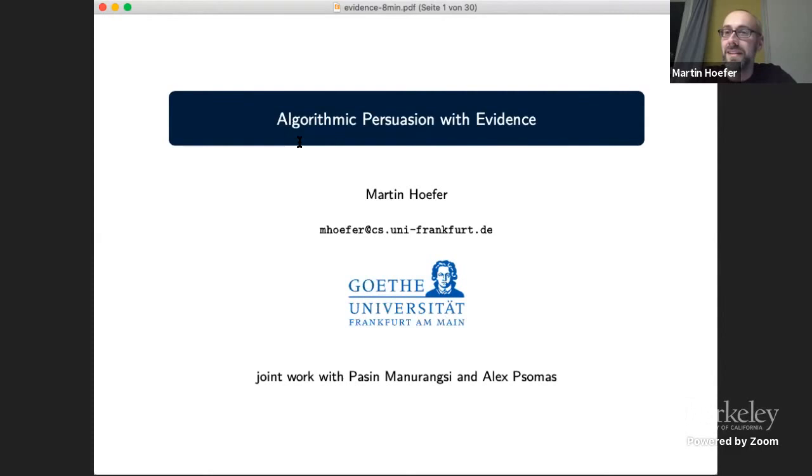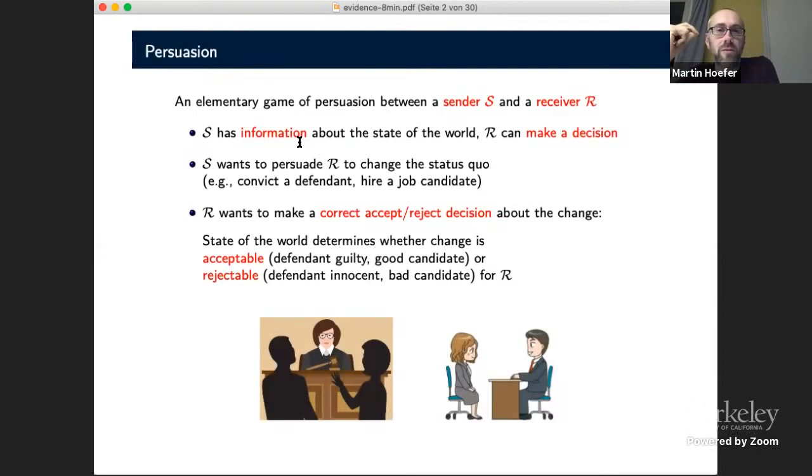Okay, so this is on algorithmic persuasion with evidence, and it's joint work with Pasin and Alex. What we study in this paper is an elementary game of persuasion. There's a sender and a receiver. The difference is the sender has information about the state of the world, and the receiver is the one to take an action.